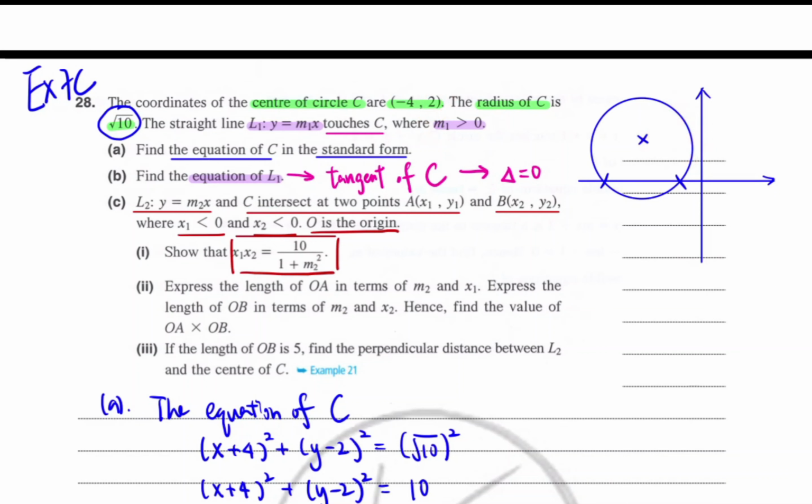And then for L1, we know that it touches C. Because it's a special straight line, it passes through the origin, so the y-intercept and x-intercept are 0. And it has a positive slope, so we can draw it like this.